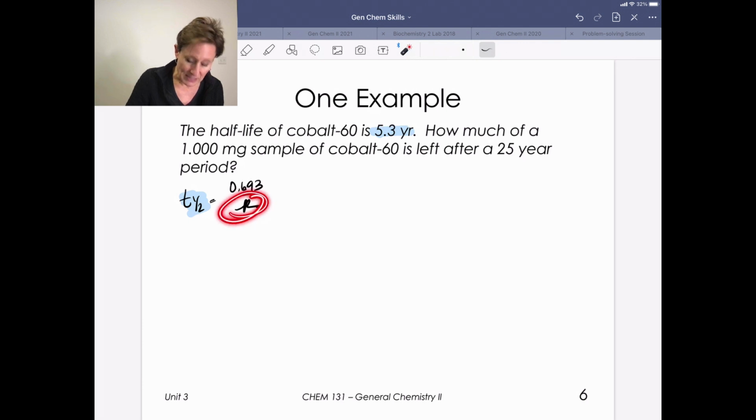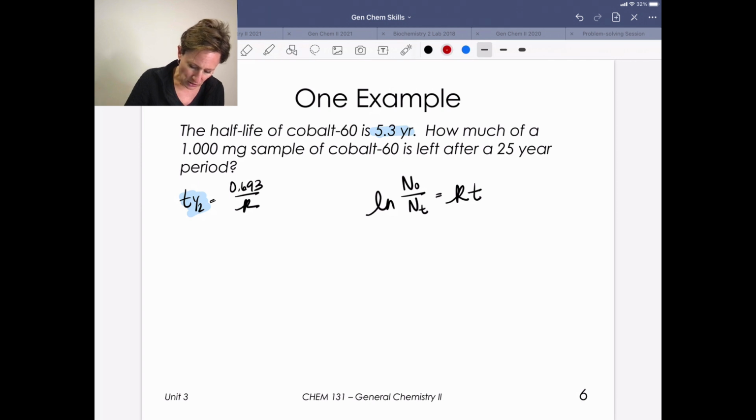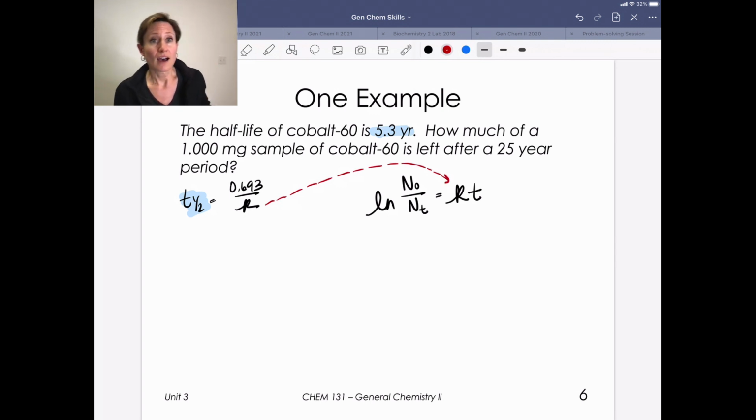So this again is a piece of information that we're interested in because we're going to use that to put into our second equation. The second equation tells us the natural log of what we start with over what we have at a certain time is going to be equal to K, the rate constant, times T. So highlighting, we are going to use this equation to generate our K, which we're going to use in this equation.